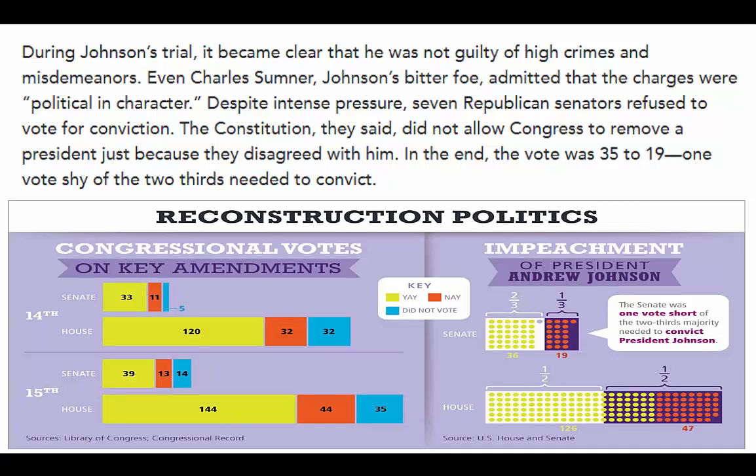Question 40. What was the final vote against President Johnson? 35 to 19, or more importantly, 1 vote short of the 2/3 that they needed to find him guilty.